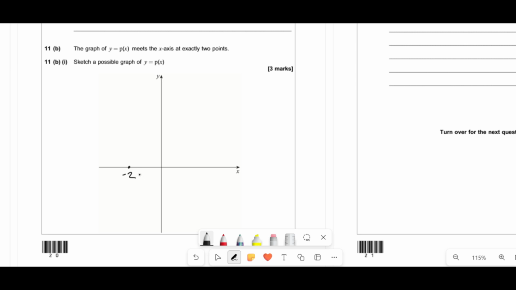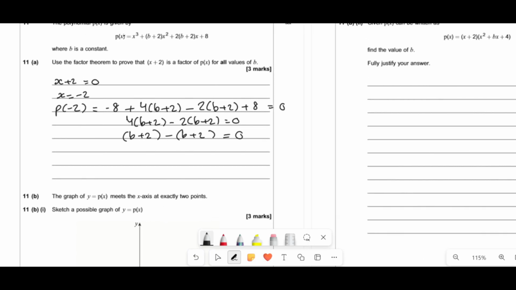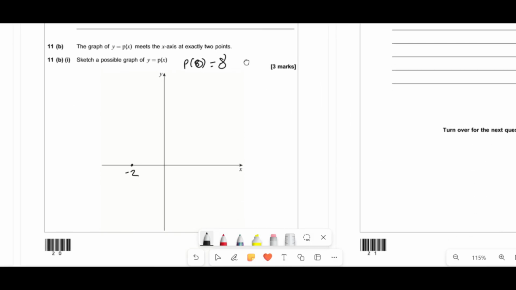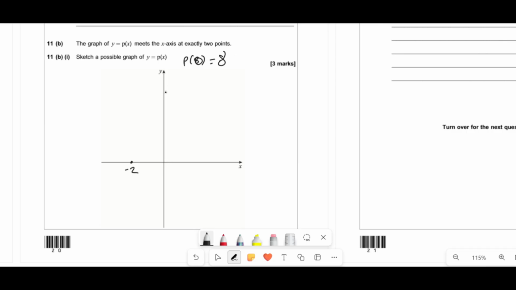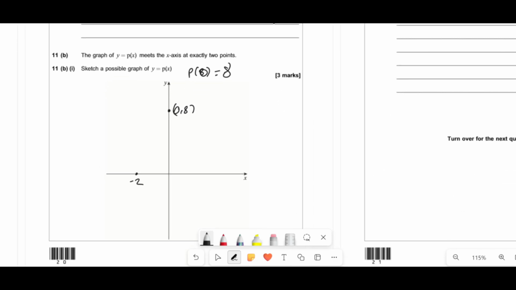Now we need to find the bit where it intercepts the y-axis. So that means it's when x is 0. So if we have this function p of x, we do p of 0, then it's going to be 0 cubed plus, well, that becomes 0, and that becomes 0, and 8. So that means that the other part where it intersects the y-axis has got to be 0, 8. Now, the highest power this has is 3, so it's a cubic graph, and it's a positive x cubed, so it's going to look something like this. So we need to just figure out how to link them together.